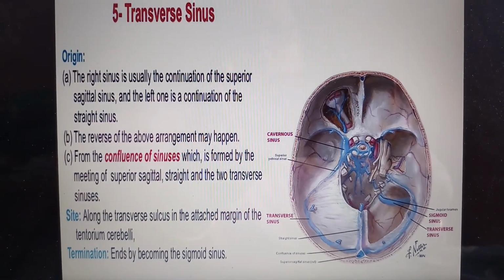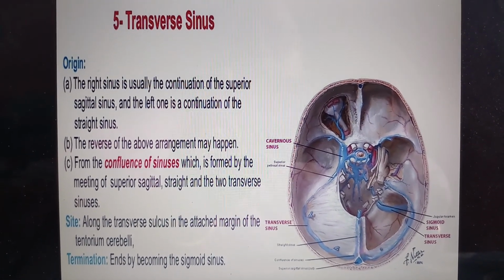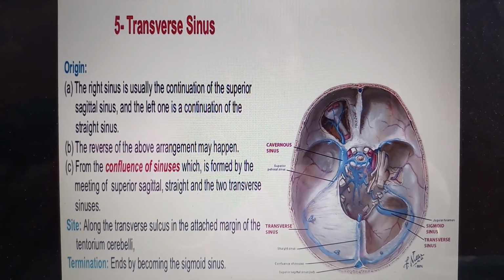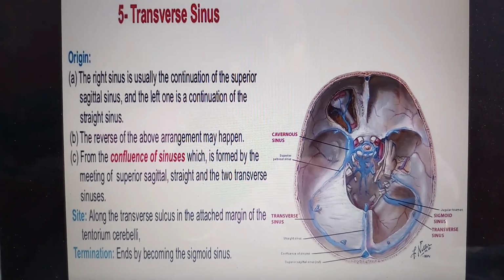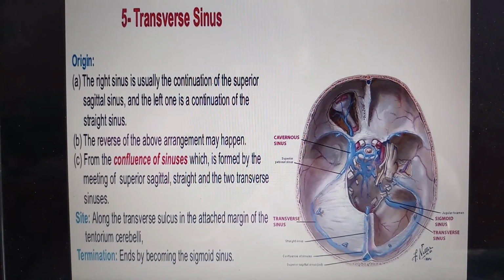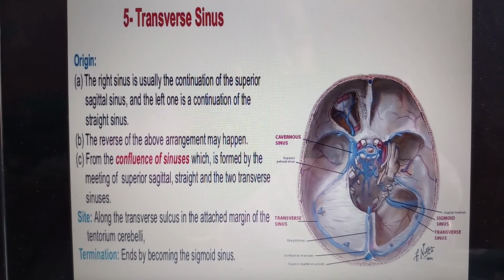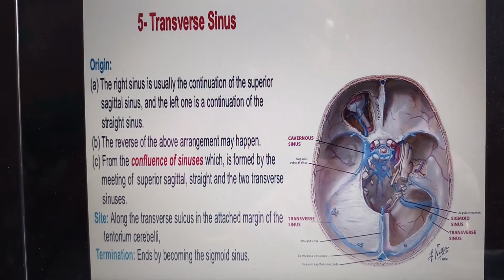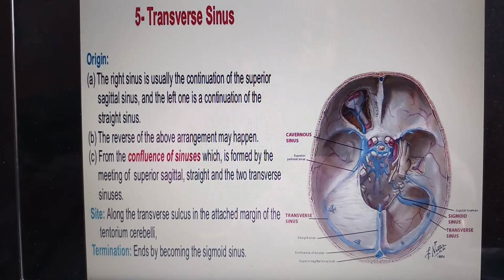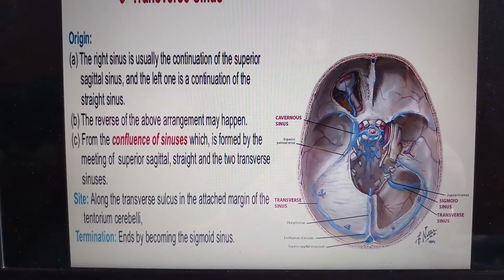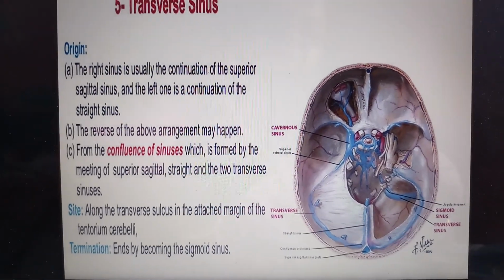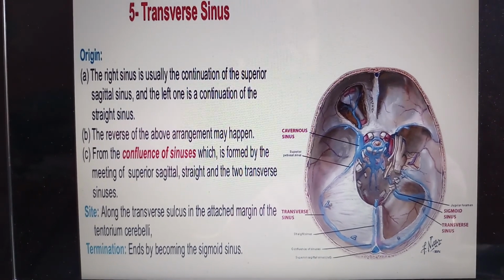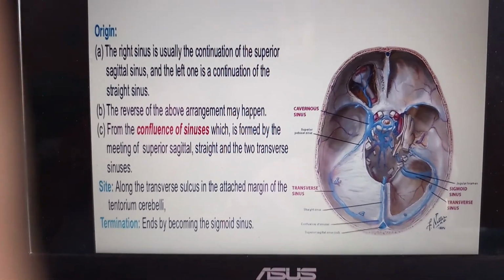And from the torcula of Herophili, which is formed by the meeting of the superior sagittal sinus, the straight sinus, and the two transverse sinuses, it runs along the transverse sulcus, the attached margin of the tentorium cerebelli. We will find the transverse sinus on the internal surface of the occipital bone, and it terminates by becoming the sigmoid sinus.